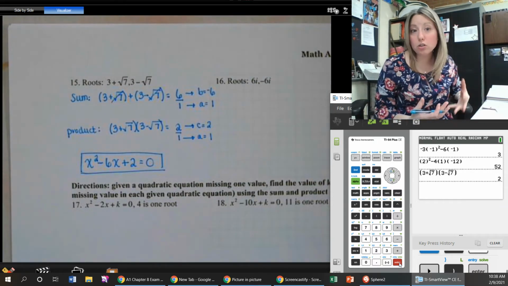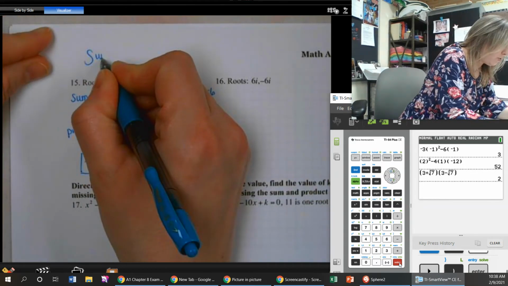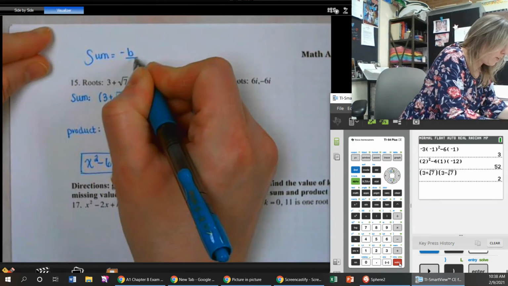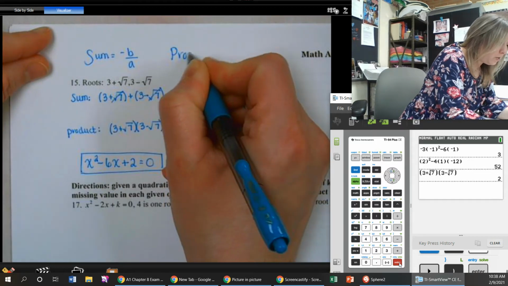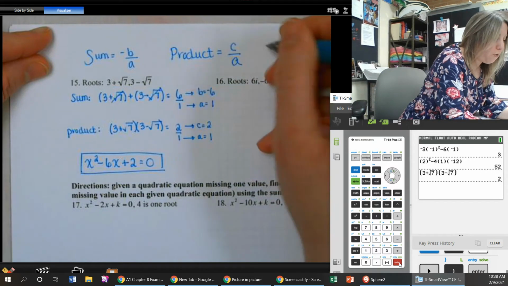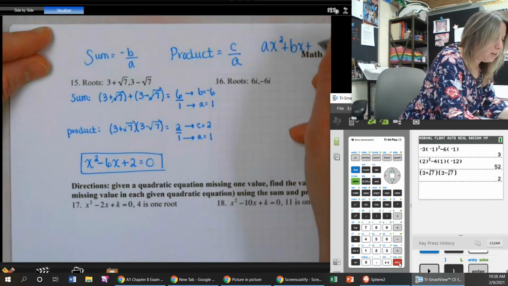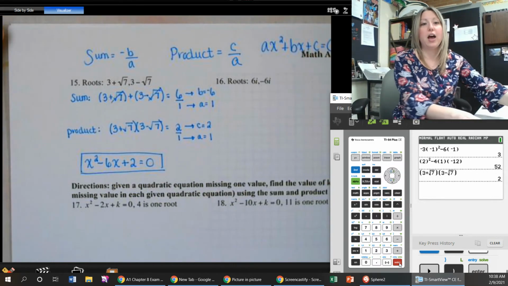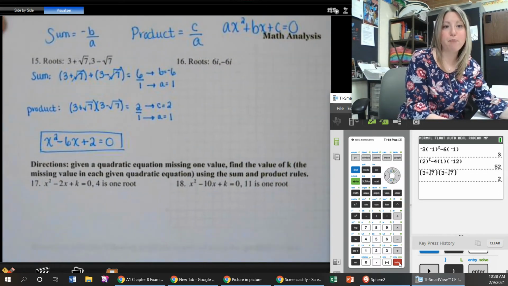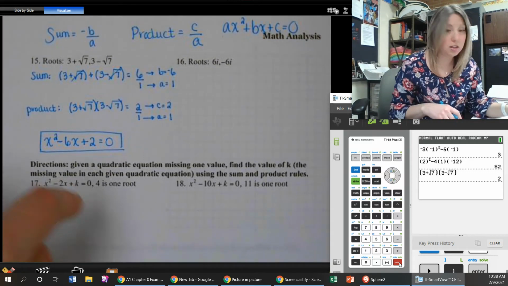Now, still using sum and product of the roots, and let me just reiterate them up here. Sum of the roots, remember, is negative B over A, and product of the roots is C over A in your standard form, AX squared plus BX plus C equals 0, okay? So that's just to reiterate what I've been using and I'm going to continue using right here.